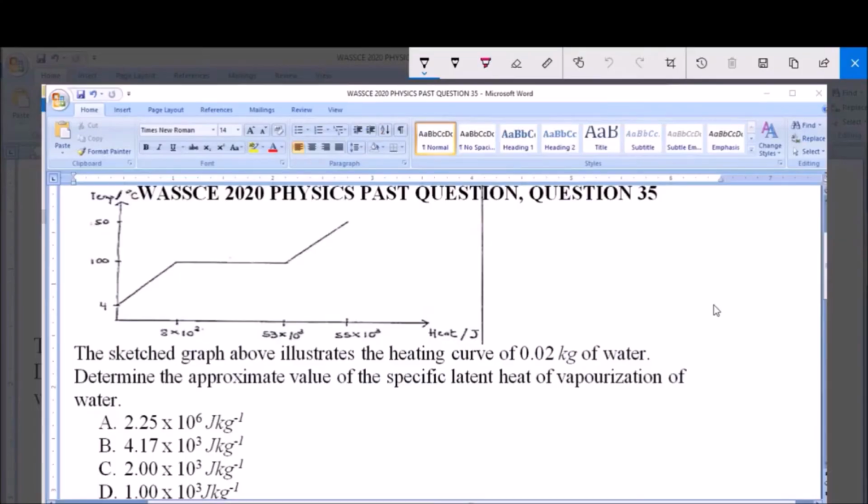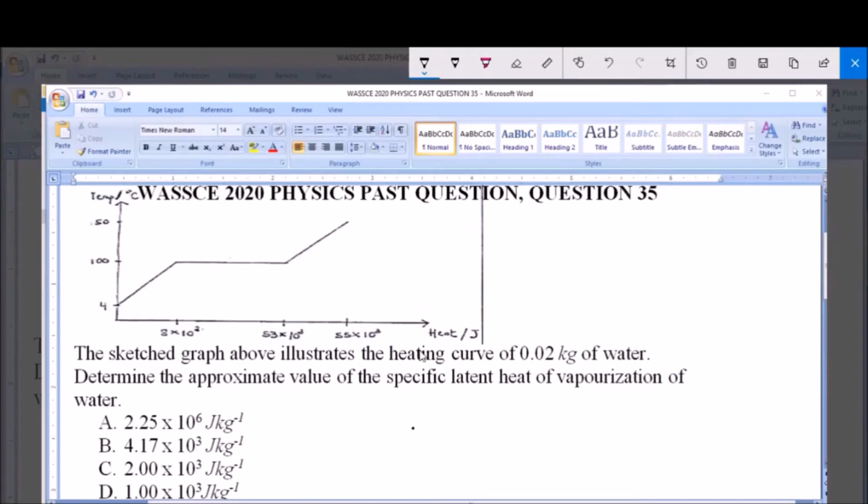I will be answering WAEC 2020 physics past question, question 35. The sketched graph above illustrates the heating curve of 0.02 kilogram of water. Determine the approximate value of the specific latent heat of vaporization of water. A. 2.25 times 10 raised to the power of 6 joule per kilogram. B. 4.17 times 10 raised to the power of 3 joule per kilogram. C. 2.00 times 10 raised to the power of 3 joule per kilogram. And D. 1.00 times 10 raised to the power of 3 joule per kilogram.